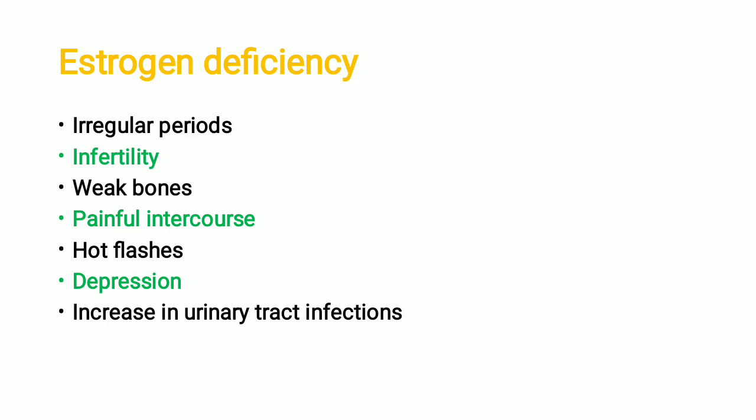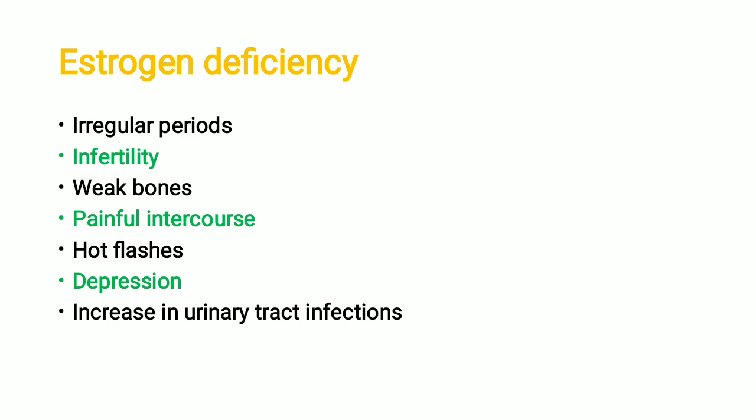So lower estrogen may lead to irregularity in the periods. If we talk about infertility, if the estrogen is present at a lower level, it may not help in the process of ovulation, so pregnancy will become difficult, leading to infertility.